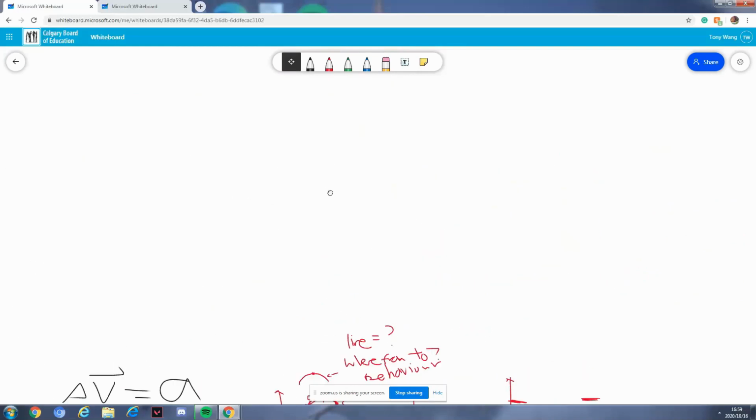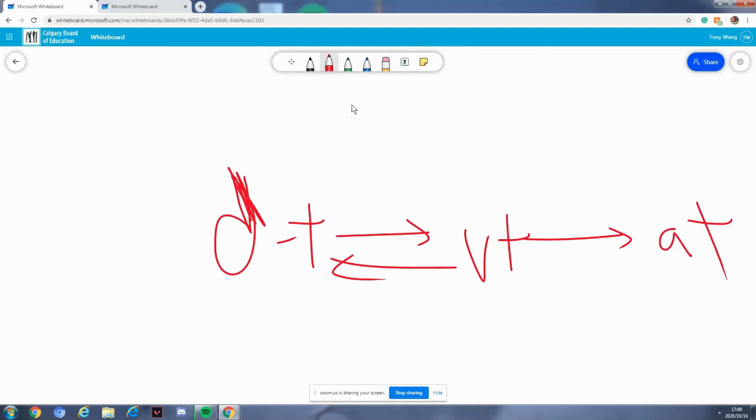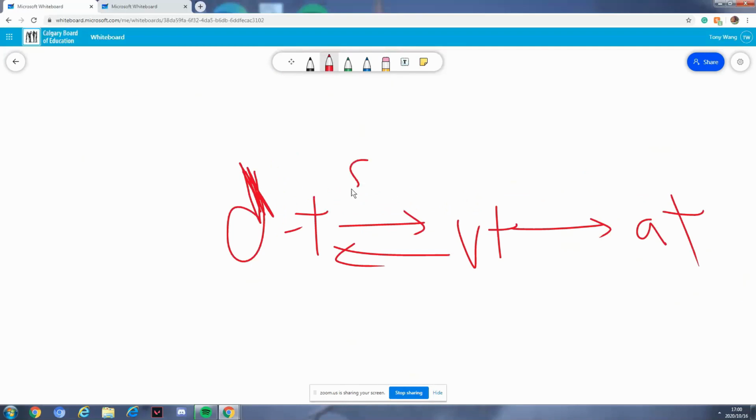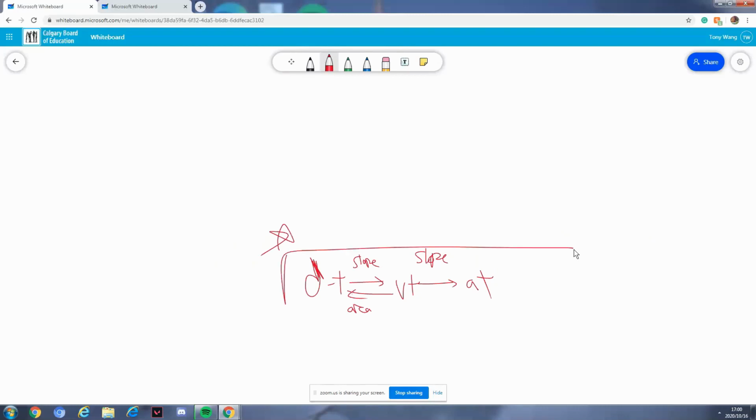So to quickly do a review in the last minute, dt to vt to at. How do we get from dt to vt? What do we use? This is a review. Slope. You have to answer. Slope. Okay. To get from vt to at, what do we use? Also slope. Yep, slope. To get from vt to dt, what do we use? The area. Okay. And that's it. That's all you have to know.